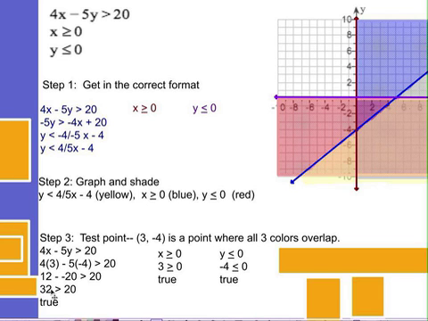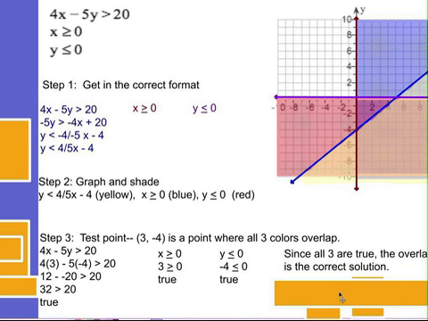equation I get 32 is greater than 20, which is true. My second equation I get 3 is greater than or equal to 0, which is true. And my third equation I get -4 is less than or equal to 0, which is true. Since all three are true, then I know that point satisfies the system. So that's the area of the system that should be colored in with all three colors. So I know that I am correct.